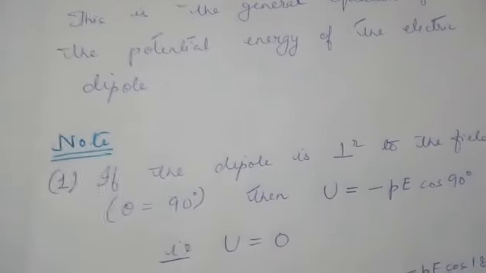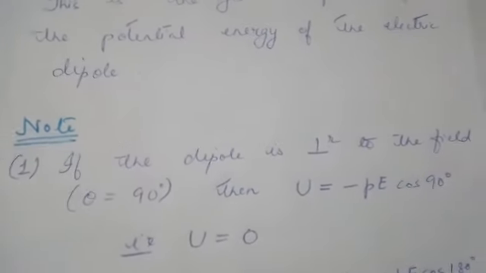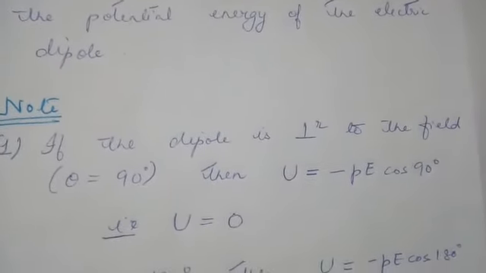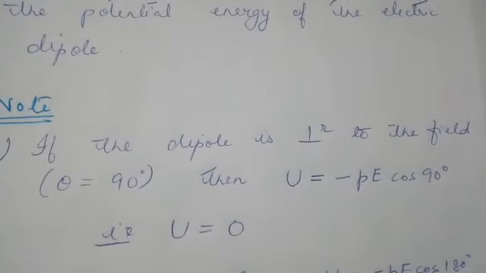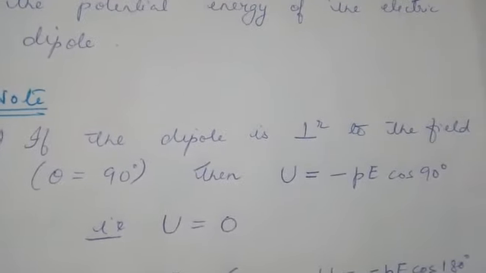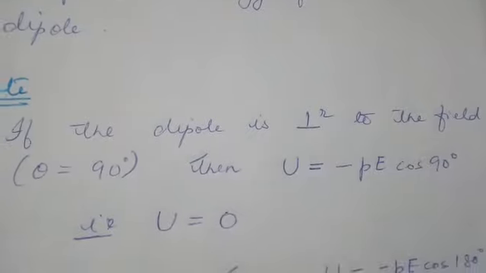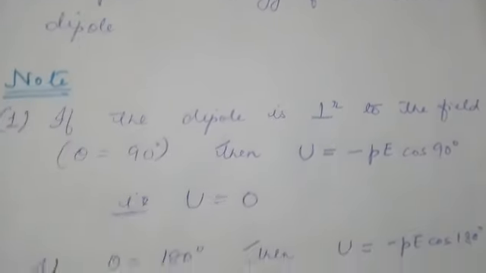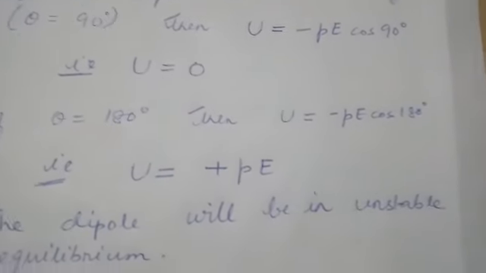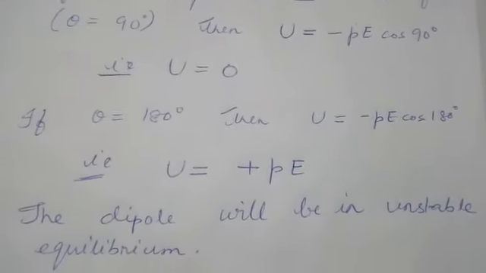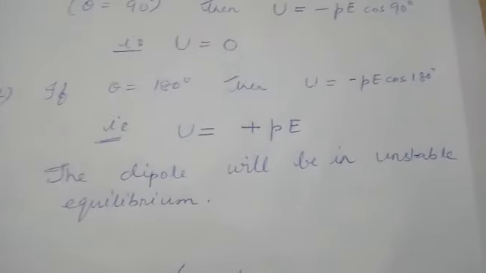Special case, theta equal to 90. So the dipole is now perpendicular to the field. No work is done because potential energy is 0. So it has cancelled each other for plus Q and minus Q. So potential energy 0. If 180 degree, you know that cos 180 is minus 1. So plus PE. In this case, dipole is in unstable equilibrium.